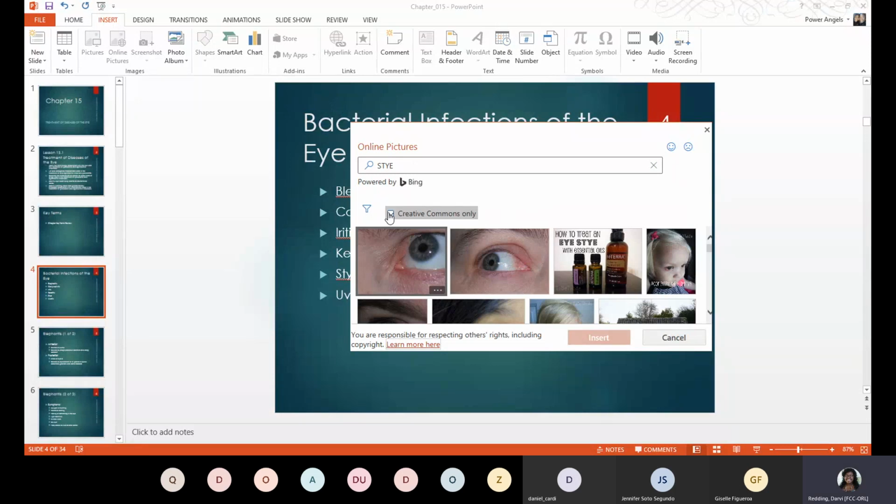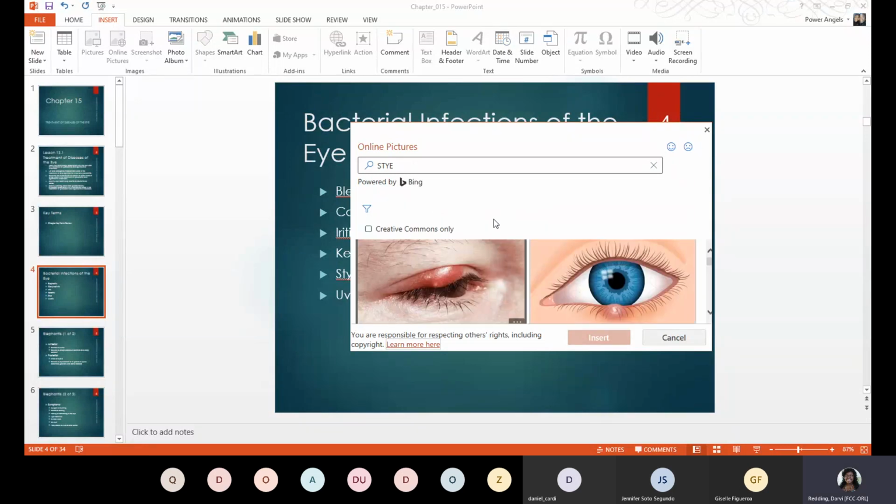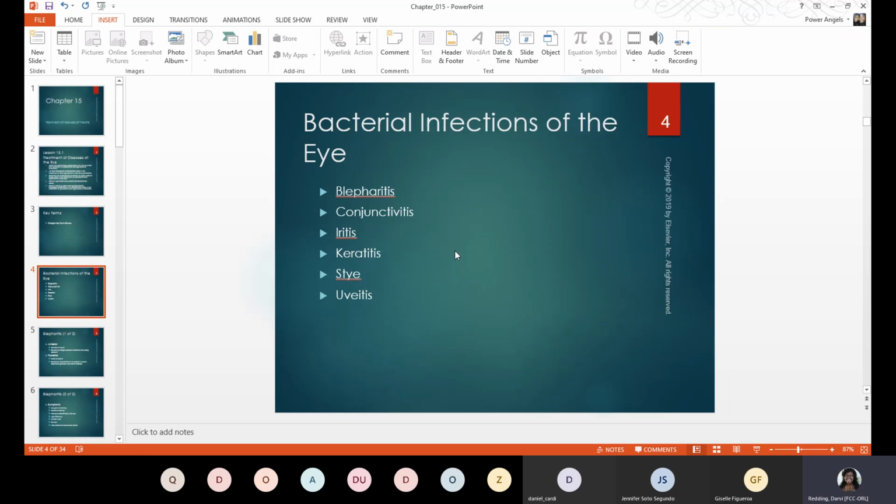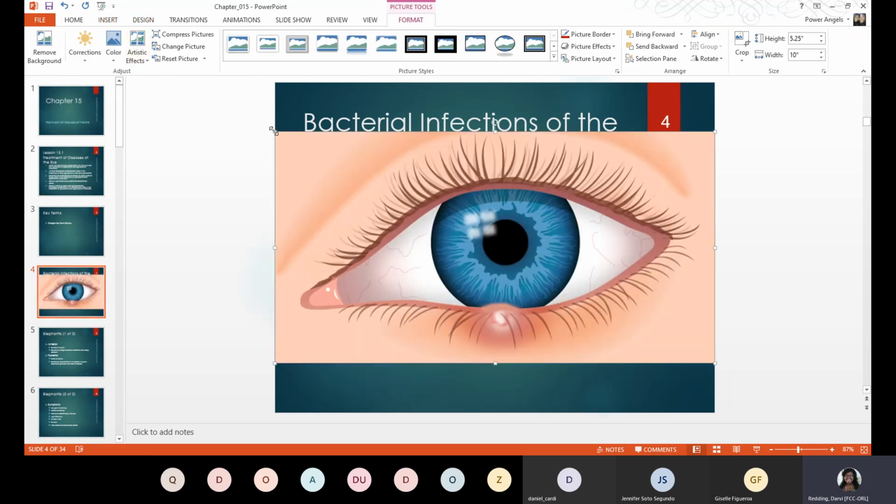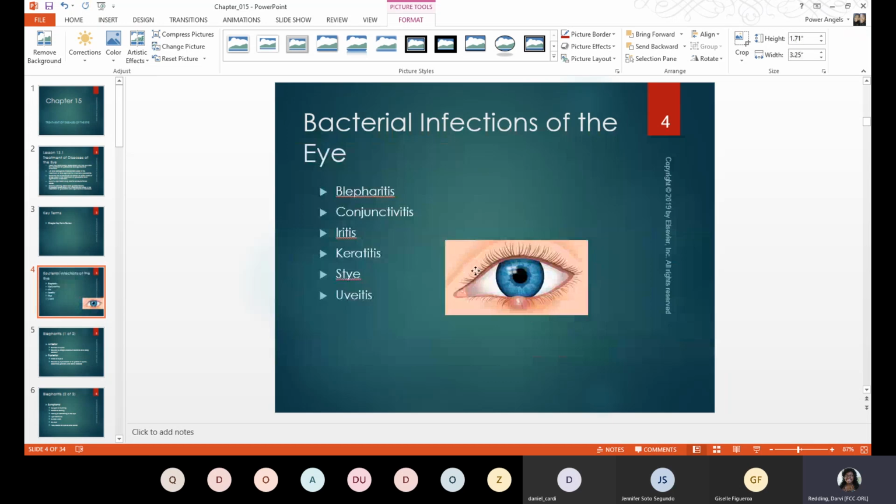All right, let's see. Okay, I'll use this as an example. Where did the picture go? Okay, there it goes. So this is an example of what a sty would look like. And it's actually pretty painful. As we continue learning about the different bacterial infections of the eye, we'll also learn about some of the medications that are going to help treat it.